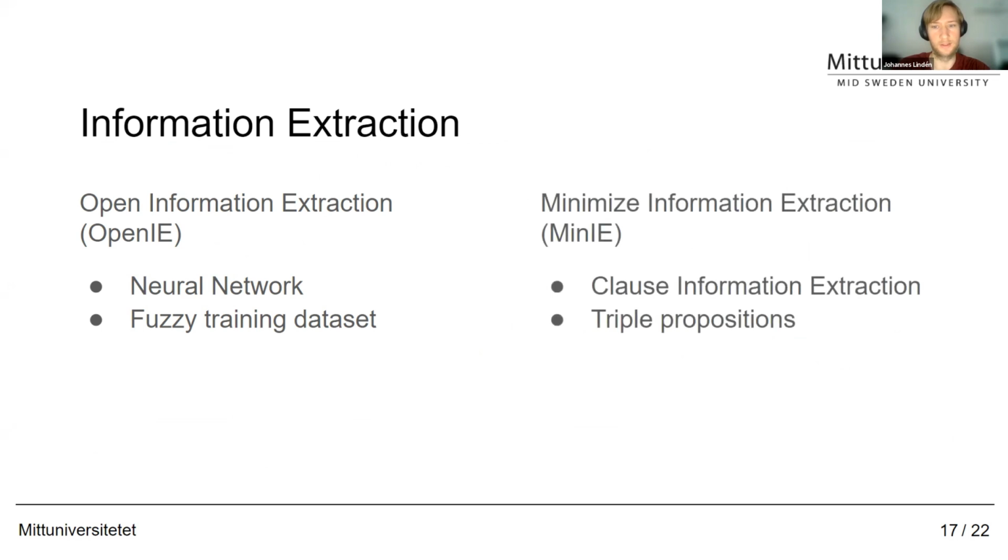And the other one is minimize information extraction, which is a clause-based approach where you identify pairs of words in the text that could potentially be a relation between an entity and another entity, and suggests propositions from them that they either discard or approve. And our approach is somewhere in between these two algorithms, and that's why it's very intuitive for us to just evaluate these three algorithms together.